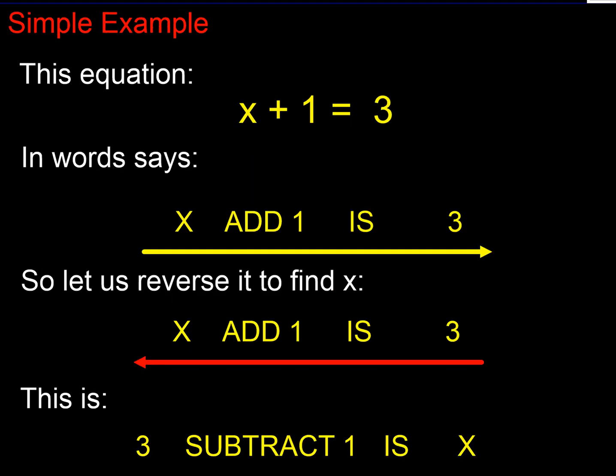Here we go then. So let's have a look at our equation here. x plus 1 equals 3. So what does that say in words? It says x, add 1 to it, is 3. So if we want to find out what x is, we can just reverse this process. Let's read it the other way round. So reading from the right to left, it says 3 subtract 1 is x. So 3 take away 1 is 2, and that's going to be x. So that's pretty straightforward as a process.